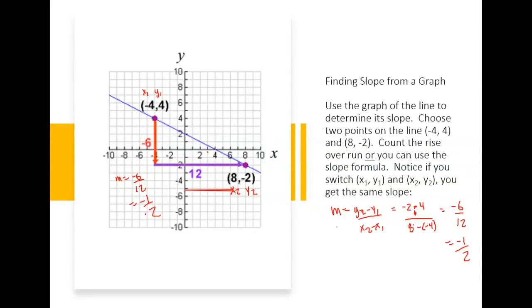If you leave it as -6 over 12, I'm not going to take away marks. We do try to have it in the most reduced form possible when we create the equation of a line, which we're going to get to in the next couple of slides. So we do try to have it in lowest terms. And if you type that into your calculator, it will automatically put it into lowest terms for you, so you don't have to think about that part.